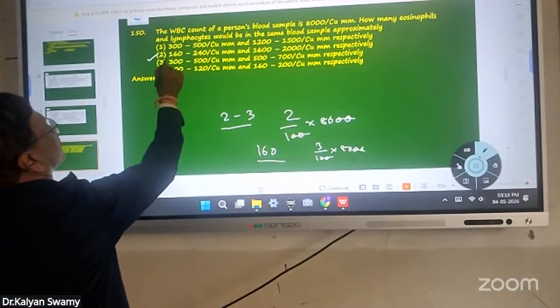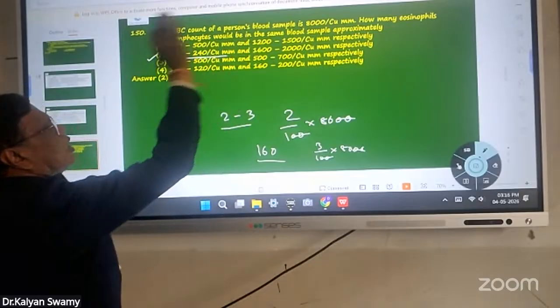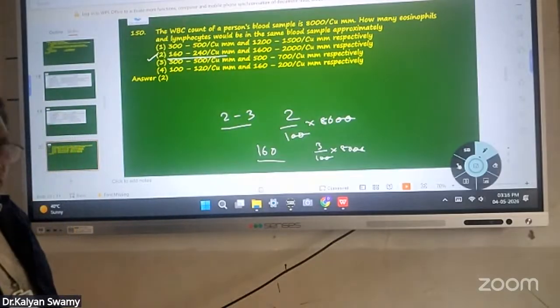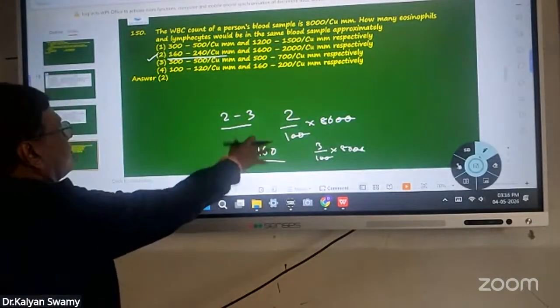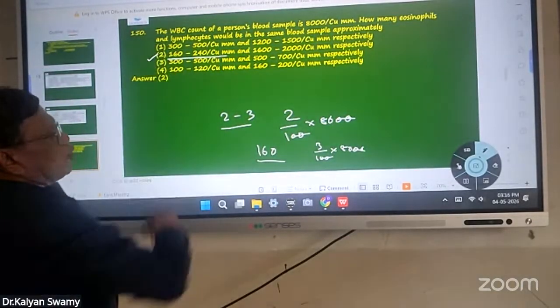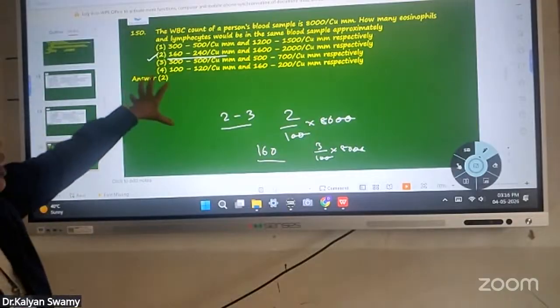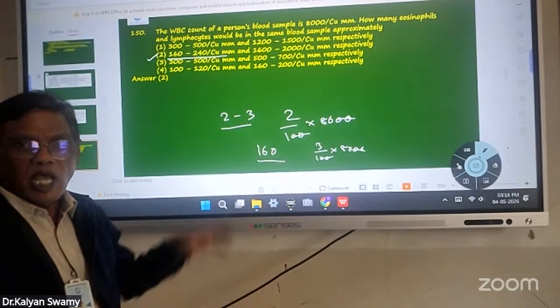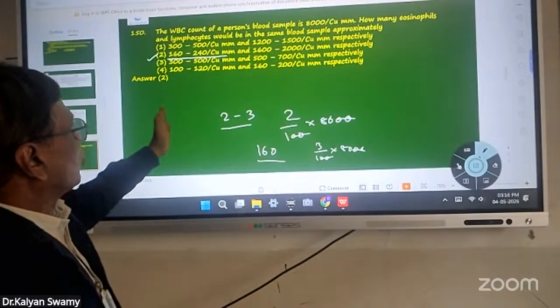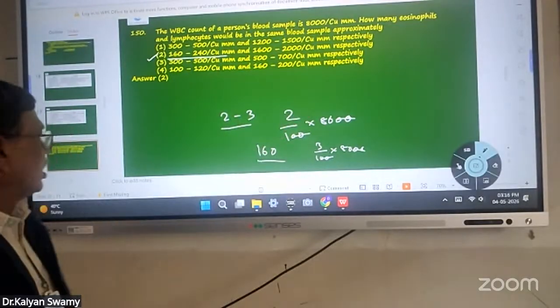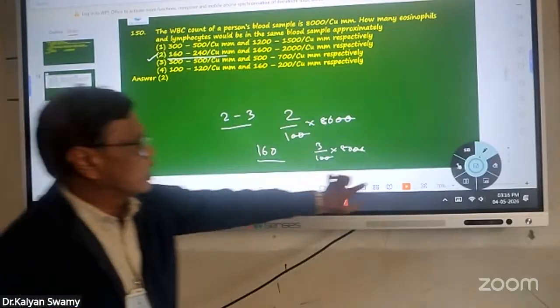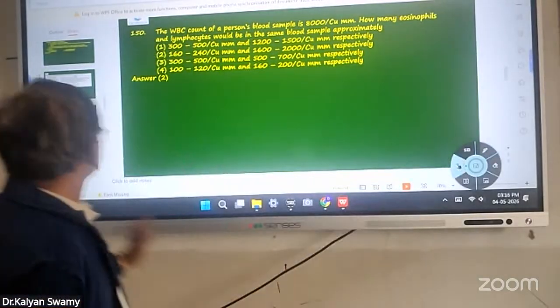Only one option is there, 160 to 240. No need of counting the lymphocytes that are present. Here with this we can do. Here the answer is 2. Very easy. It looks like a new type of question, an application type of question. If you know the 1% of eosinophils, easily we can do. If we know the clue, easily we can.